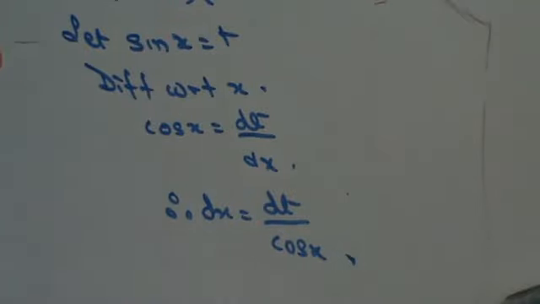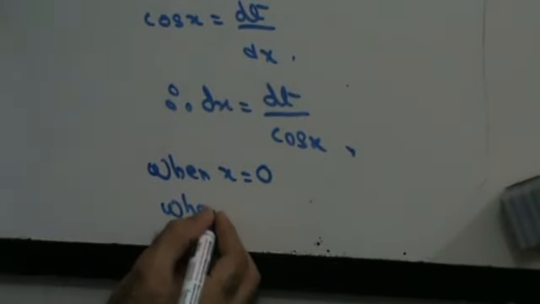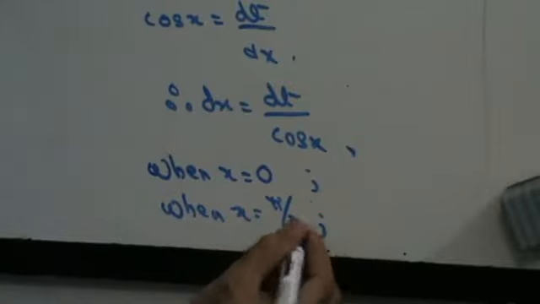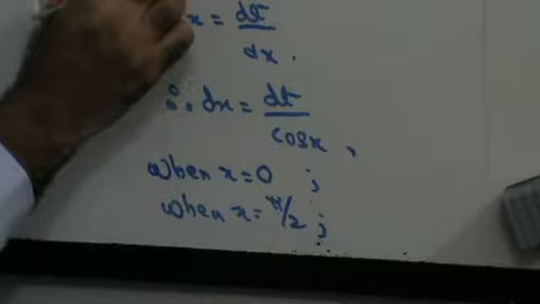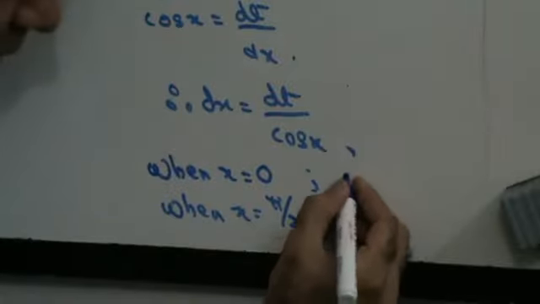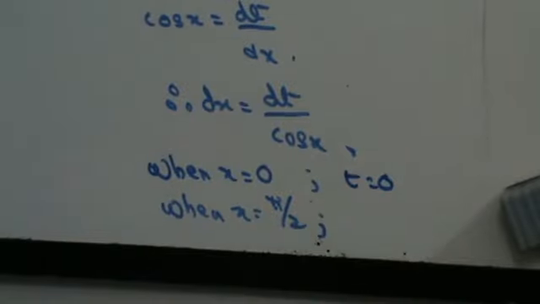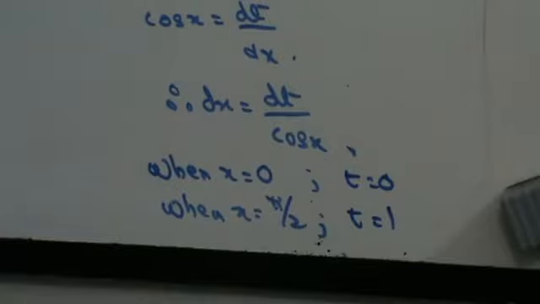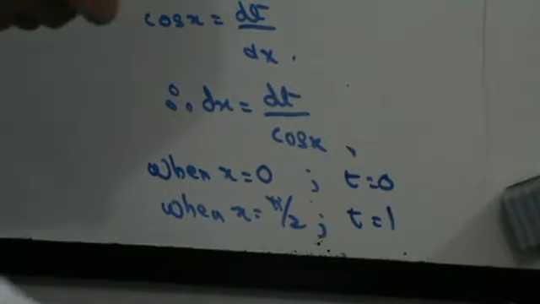Now I could substitute the limits. x is equal to 0 and x is equal to pi by 2. These are the two values that x can take. Now when x is 0, sine of 0 is 0. So t will be 0. Substitute the value of x as 0 in the equation sin x is equal to t. When x is equal to pi by 2, sin 90 is 1. t is going to be equal to 1.